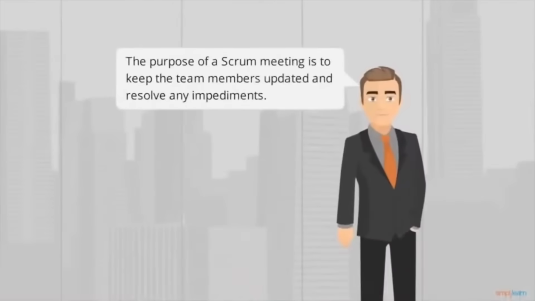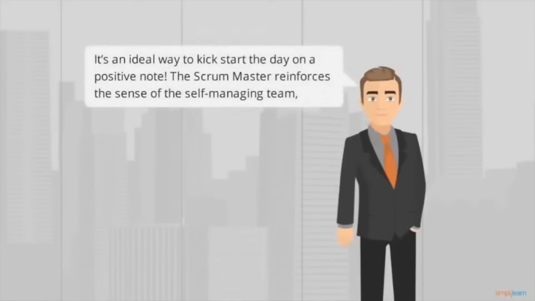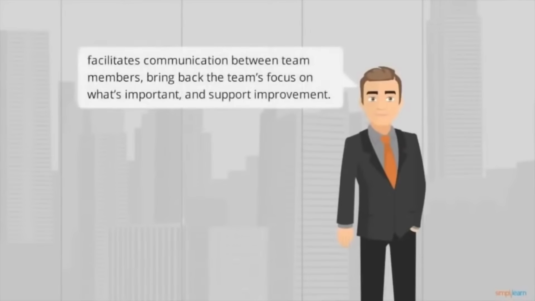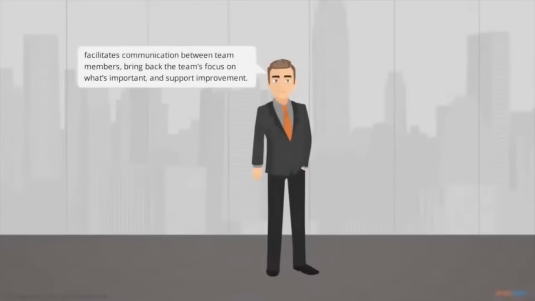The purpose of a Scrum meeting is to keep the team members updated and resolve any impediments. It's an ideal way to kickstart the day on a positive note. The Scrum Master reinforces the sense of the self-managing team, facilitates communication between team members, brings the team's focus back to what's important, and supports improvement.